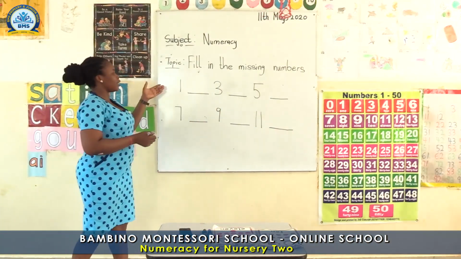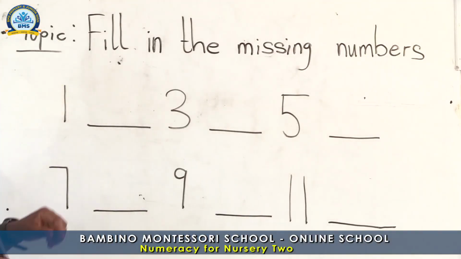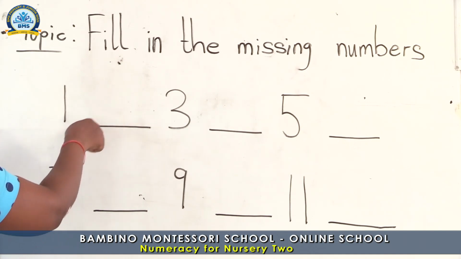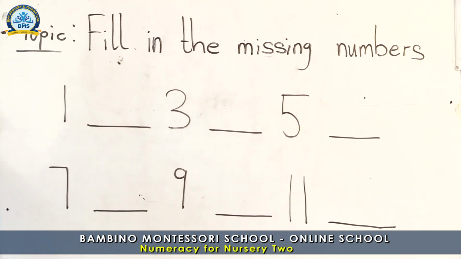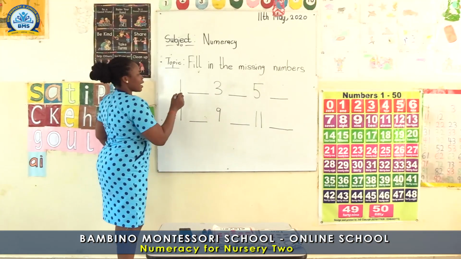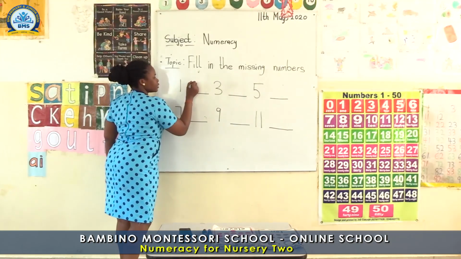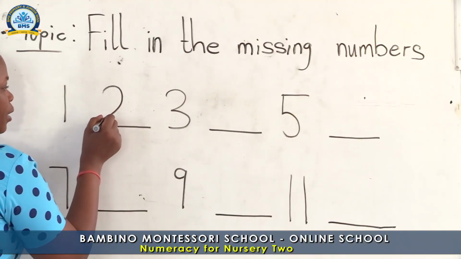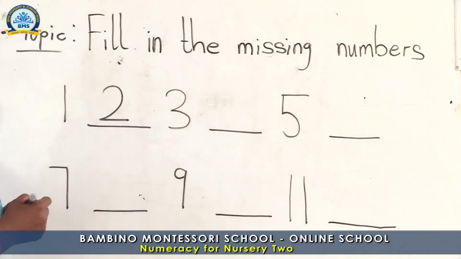So as you can see, some numbers are missing here. So we are going to fill in what? The missing numbers. Now we have 1 here. Can you tell me the missing number here? The missing number is 2. And how do we write it? A curve and dash. Good.